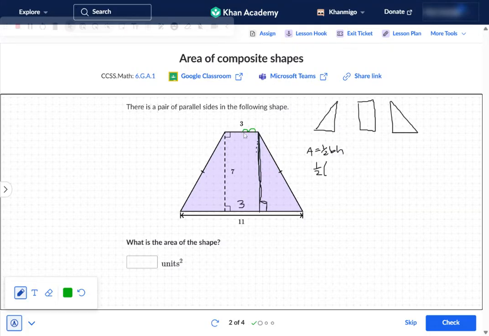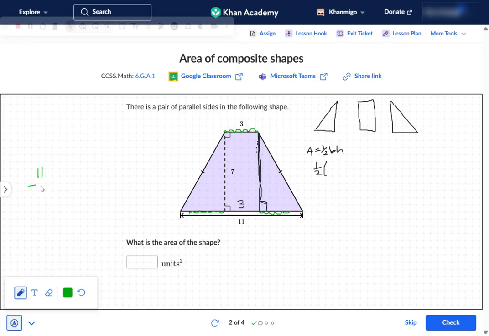So there's 1, 2, 3, 4, and about 1/2 squares. Let's see. So about 1/2, 1, 2, 3, 4 and 1/2. So it's just over, right? Over 3/2. 1, 2, 3, 4. So it looks like they are about even.